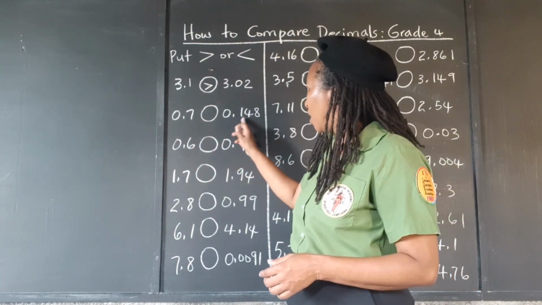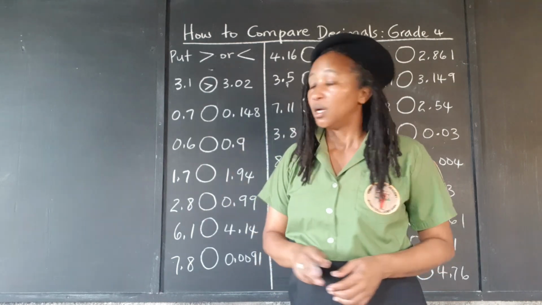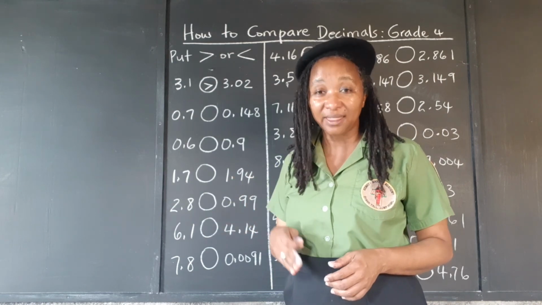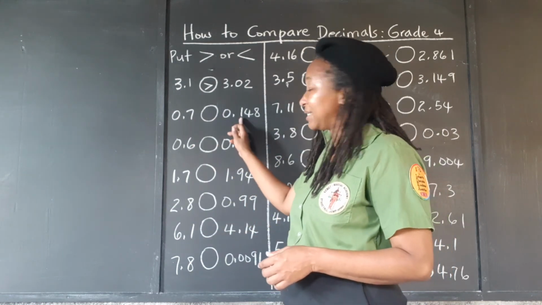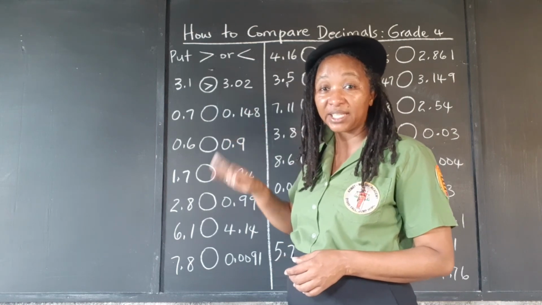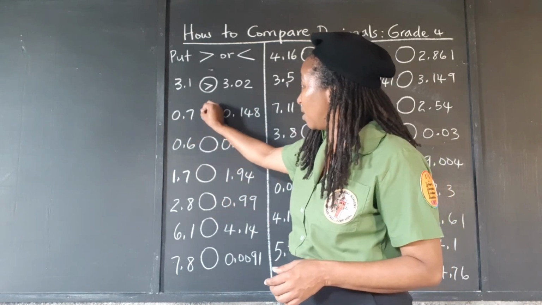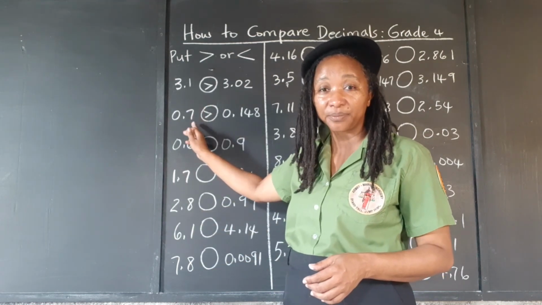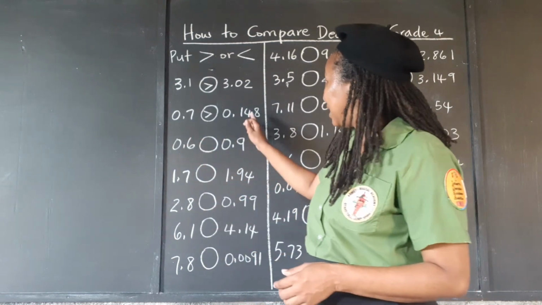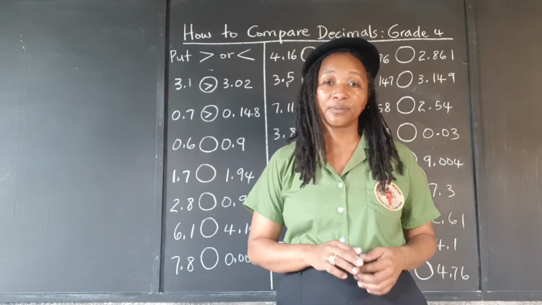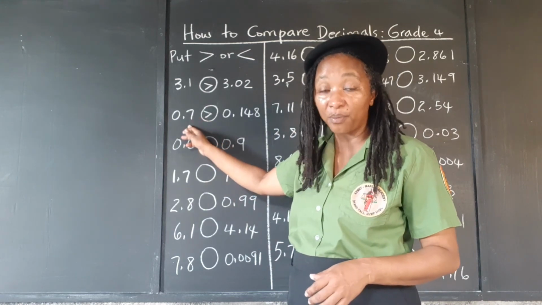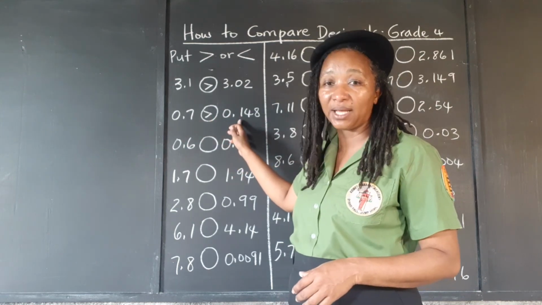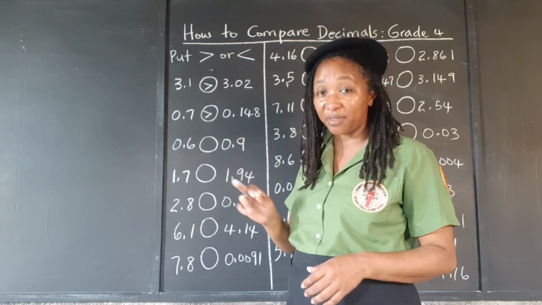0.7, 0.148. They both have 0 in the ones place. So we are going to go to the 10th place. This has a 7, this has a 1 in the 10th place. 7 is bigger than 1, this is the greater number. Again, we see this just has 1 digit to the right of the decimal point. This has 3 digits. But this turned out to be the bigger number because it has a 7 in the 10th place, whereas this only has a 1 in the 10th place.